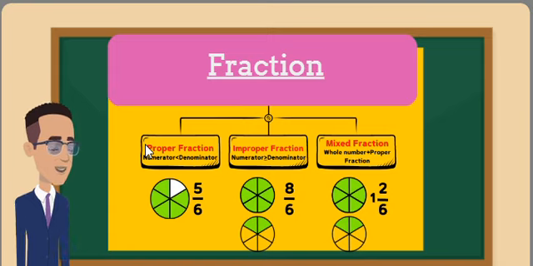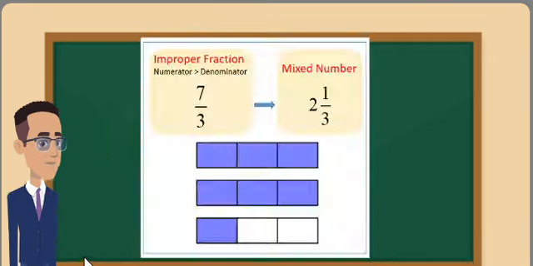Improper fraction is a type of fraction in which the numerator is greater than the denominator. For example, 8 by 6. Mixed fraction is a type of fraction in which whole number is added to proper fraction. For example, 1, 2 by 6. Improper fraction is 7 by 3. Mixed fraction is 2, 1 by 3.